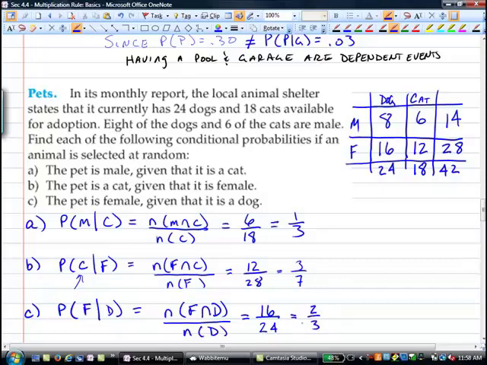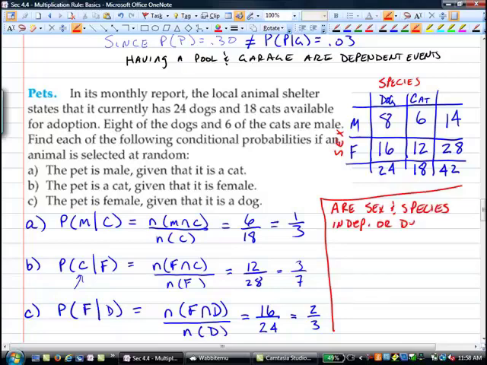So what we're looking at here is the sex of the animal and the species. And my question now, it's not on here, but I think that I can pose it, is, does the species affect the sex or does the sex affect the species? Another way of asking that is, are sex and species independent or dependent events? Selecting the sex and the species, are those independent or dependent events?